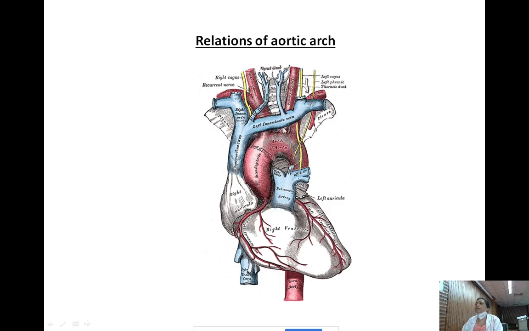One vein is going to drain into the brachiocephalic vein, that is the left brachiocephalic vein, this one. That is known as the superior intercostal vein. So, that is also present here.